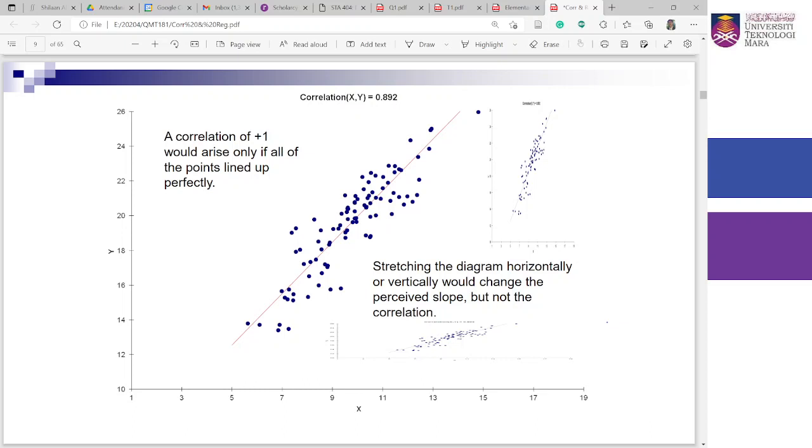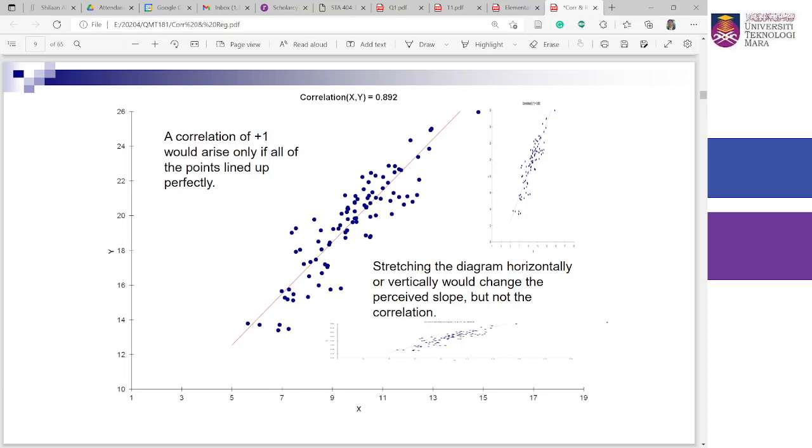Okay. Alright, so this is an example of 0.892. There is a note here: stretching the diagram horizontally or vertically would change the perceived slope. So kita akan dapat lihat kalau katakan kita squeeze diagram ni. This is data manipulation, graphical manipulation. If you squeeze the graph, you can see that the slope changes drastically, even if you widen the graph.